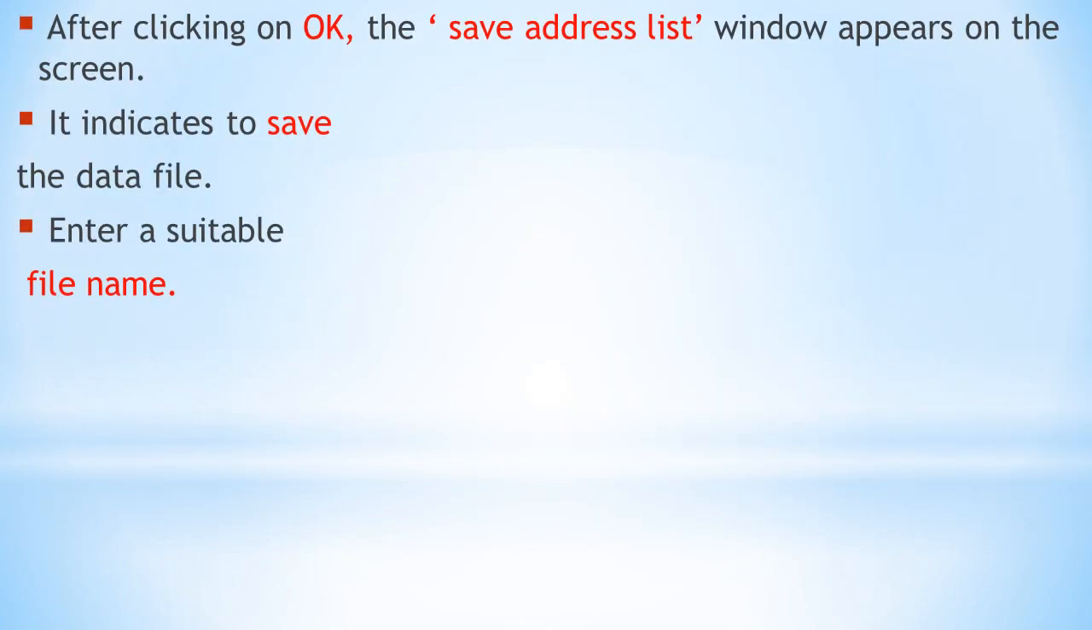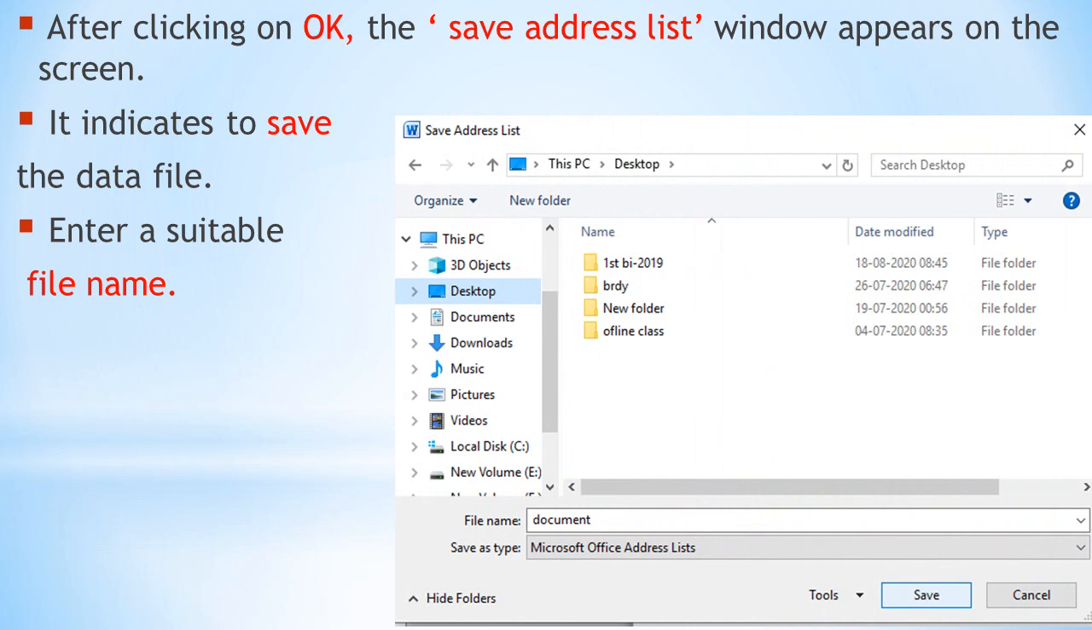Next, after clicking on the OK option, the save address list window appears on the screen. It will ask you to save the address of the recipient. Saving is a normal process. How you normally save an image or a document, it is the same process. It indicates to save the data file. You need to enter a suitable file name. You can see this window. In that file name option, you need to enter any name, then finally click on the save option. The address list will be saved with whatever name you give.